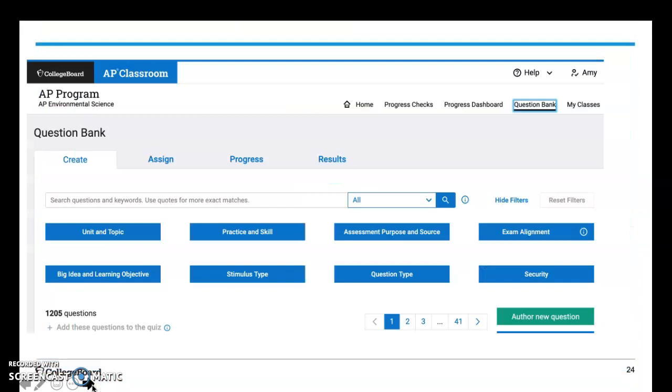The most valuable part of your classroom you're going to find is the question bank.